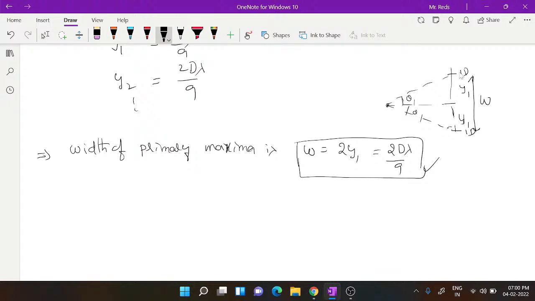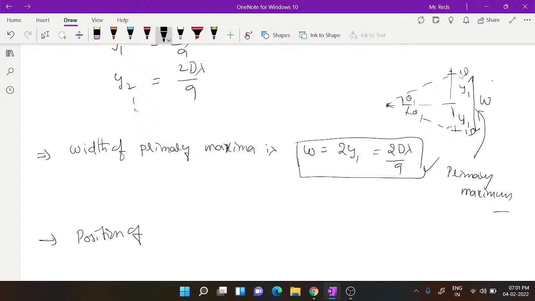The primary maximum is a bright fringe. So after this first dark fringe, diffraction minima, again maxima comes. That will be called secondary maxima. So how to find the positions of those secondary maximas?